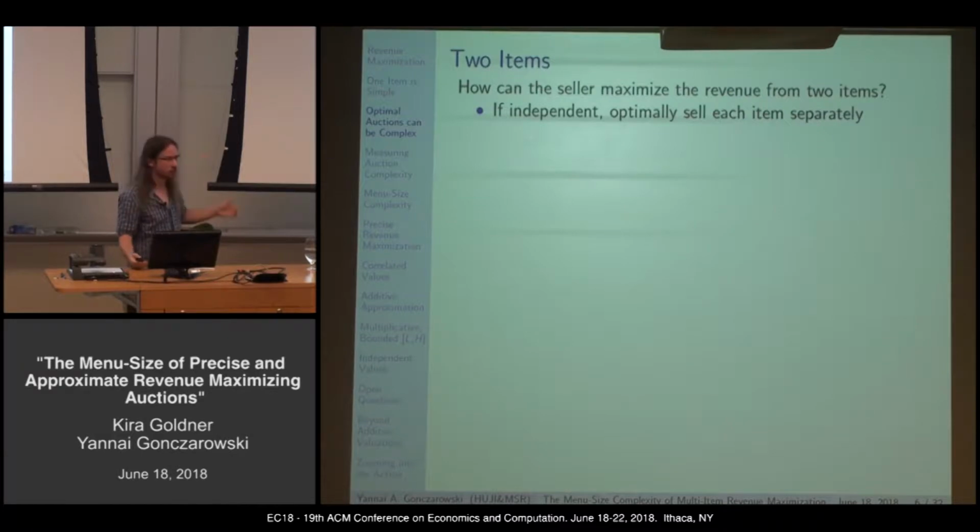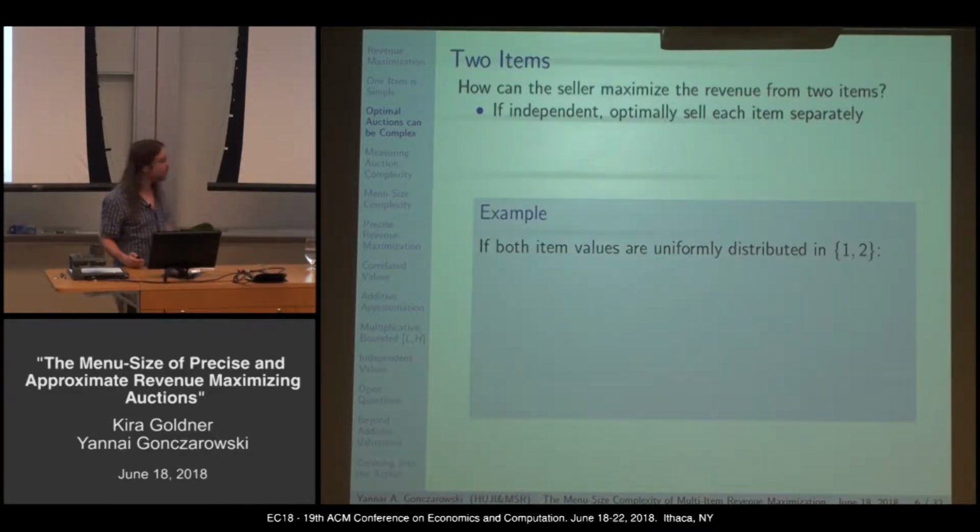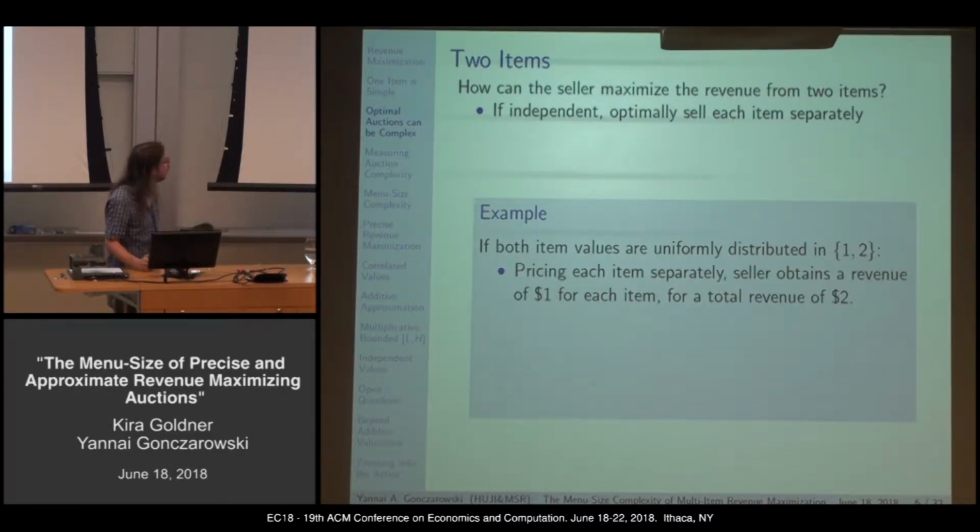So if they're independent, everything's additive, everything's quasi-linear, everything's independent, just optimally price each item separately, right? That's also what I thought when I was first shown this, and what everyone was taught when they were first shown this. But let's look at this example. Both item values are uniformly distributed in {1, 2}, meaning that the pen is worth to the buyer $1 with probability 50%, $2 with probability 50%, same for the clicker independently. So I could price each item separately and get an expected revenue of $1 for each item.